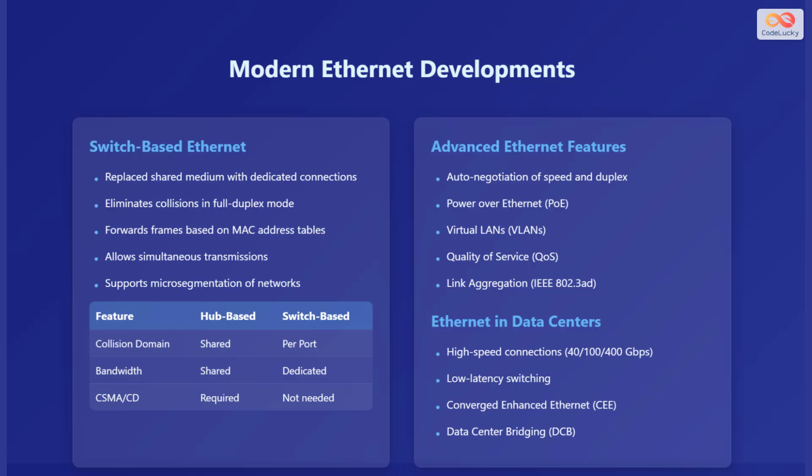Some advanced Ethernet features include auto-negotiation of speed and duplex, power over Ethernet, virtual LANs, quality of service, and link aggregation. Some Ethernet applications in data centers include high-speed connections such as 40, 100, and 400 gigabits per second, low-latency switching, converged enhanced Ethernet, and data center bridging.